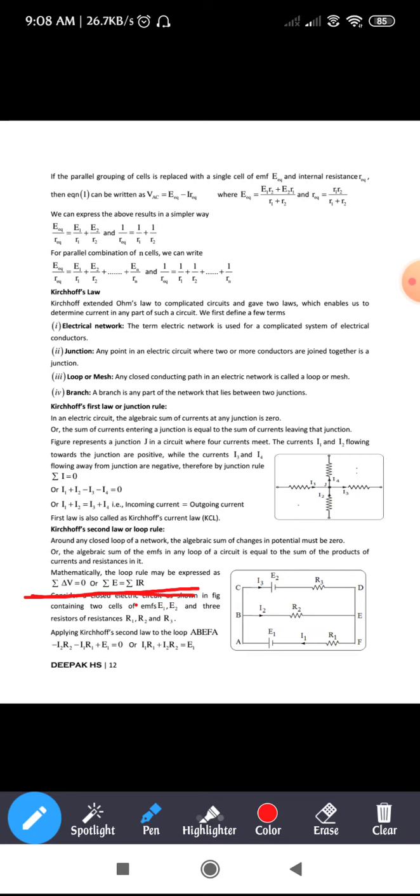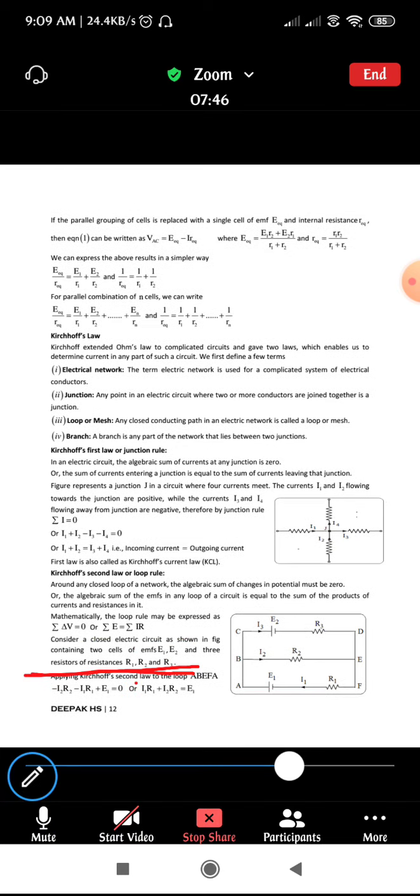Making use of the sign convention, when you apply Kirchhoff's second law to the loop ABEFA, you can see we are starting with A there. We are moving along the direction of current, so minus I2 R2, next minus I1 R1, and plus E1. So that is the sign convention. Mathematically you write minus I2 R2 minus I1 R1 plus E1 is equal to 0, or I1 R1 plus I2 R2 is equal to E1.